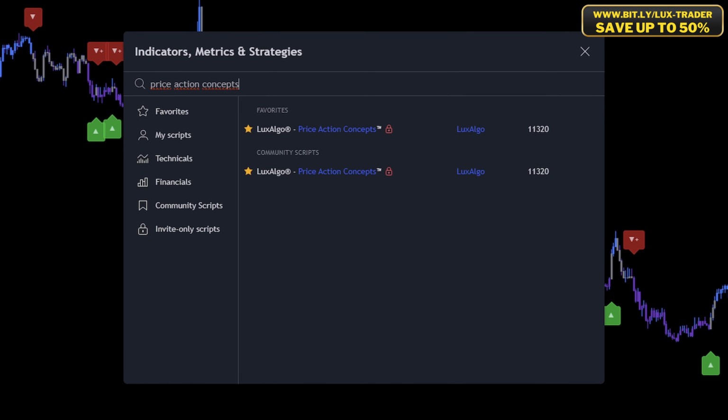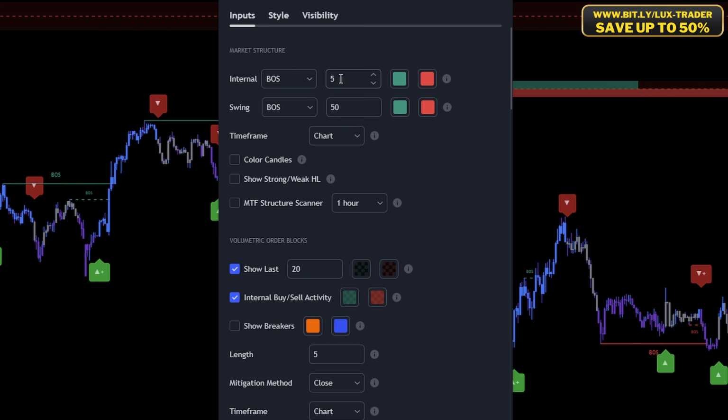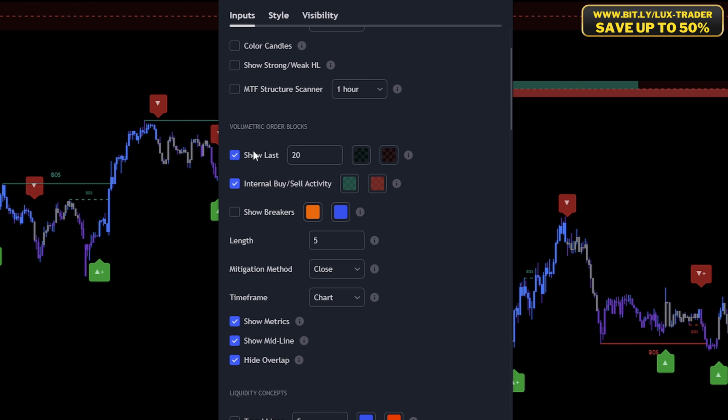For the second indicator, search for price action concepts. Access the indicator settings, set both the internal and the swing market structure to BOS, enable order blocks, and also enable the internal buy and sell activity. This indicator shows the areas of support and resistance and the break of structure levels.